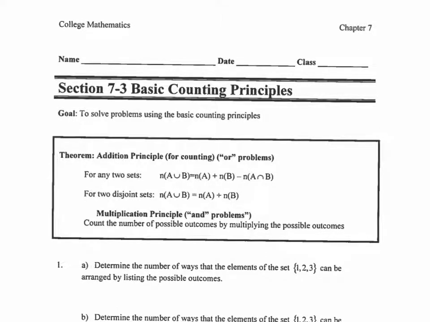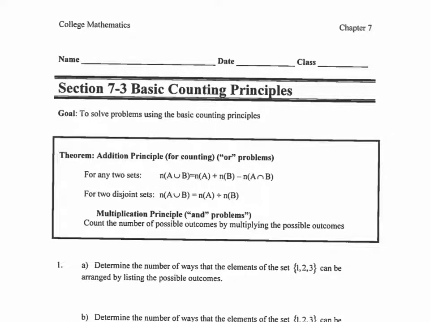Section 7.3 is about the basic counting principles. So the addition principle applies if you're reading a word problem and you see the word or. If it, for example, says, what is the probability of drawing a queen or a heart? That's going to mean that you need to add those probabilities together.